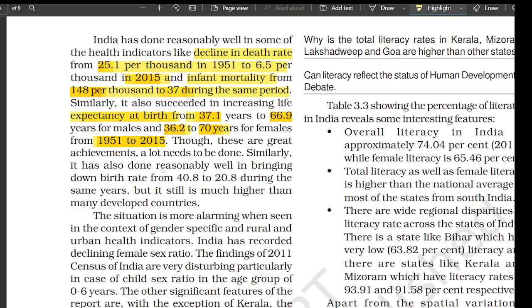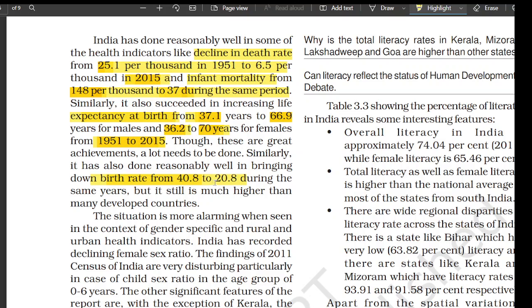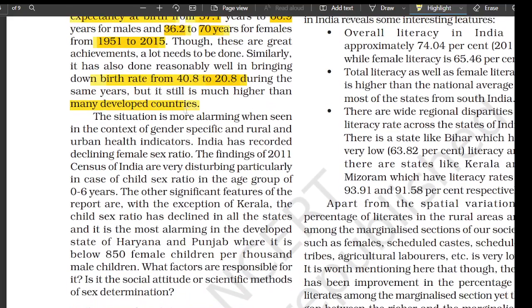Similarly, it has also done reasonably well in bringing down birth rate from 40.8 to 20.8 during the same years. But it still is much higher than many developed countries. The situation is more alarming when seen in context of gender specific and rural and urban health indicators. India has recorded declining female sex ratio. The findings of 2011 census of India are very disturbing, particularly in case of child sex ratio in the age group of 0 to 6 years.